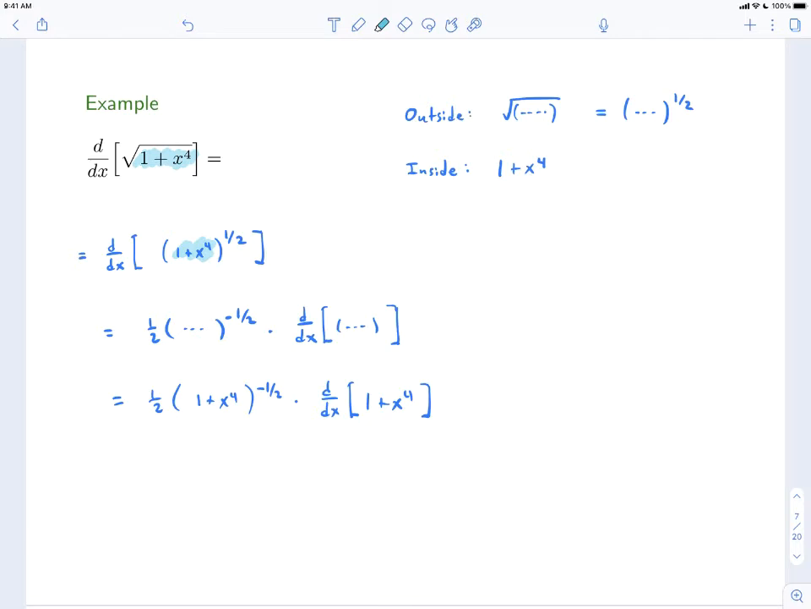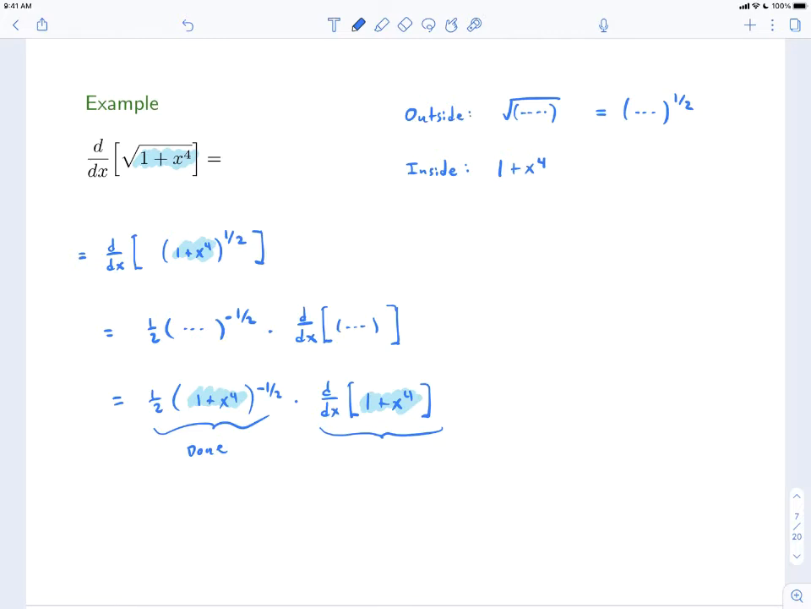So we can see that the thing that was inside is still inside, 1 plus x to the 4. Now the term out here, we don't do anything with that. We're done with this part. The only thing we have to do is differentiate this part. And that we can do, again, using the power rule. This is a polynomial, 1 plus x to the 4, so we just differentiate it piece by piece.